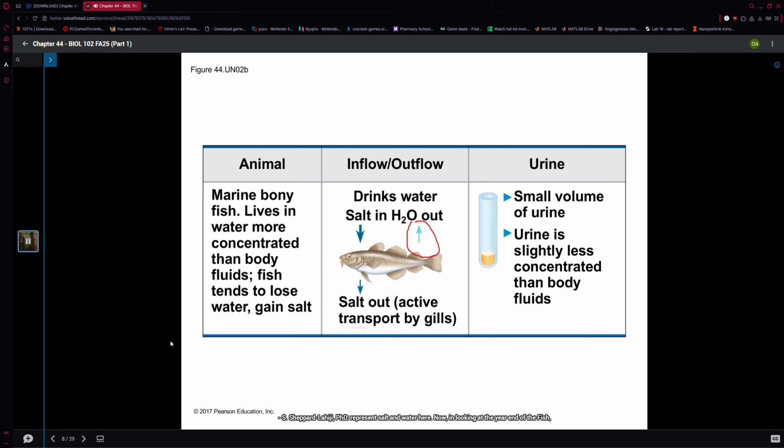Now, in looking at the urine of the fish, it's small, so that was the scanty description in the earlier slide. The urine that's produced is slightly less concentrated than the body fluids. I want you to think about what we're saying in terms of adaptations for osmoregulation. And as we go through the actual organs involved in this process, think about how that relates back to this initial discussion.